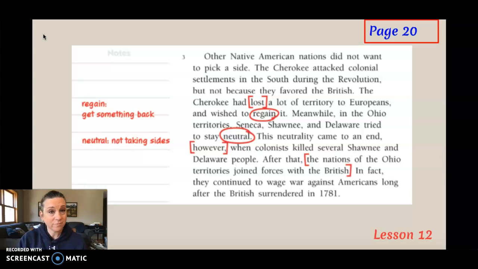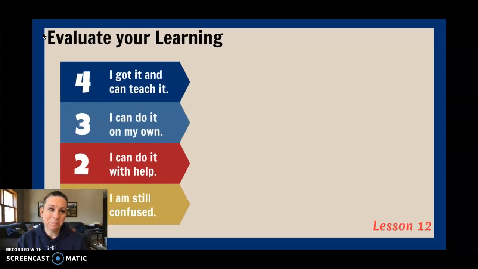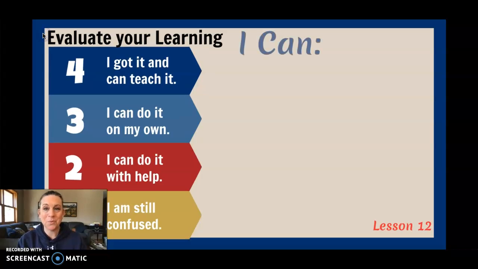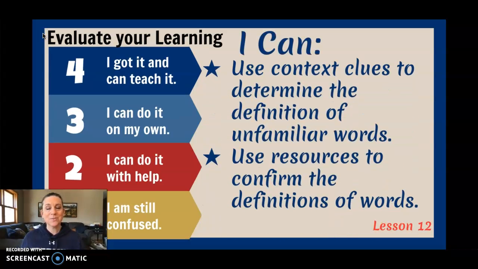So, how did you do? Write those down if you haven't already. All right. Are you a 4, a 3, a 2, or a 1 that you can use context clues to determine the meanings of unfamiliar words, and that you can use a dictionary or other resources to confirm the correct definitions? Go ahead and write that number in, and I will see you again tomorrow.